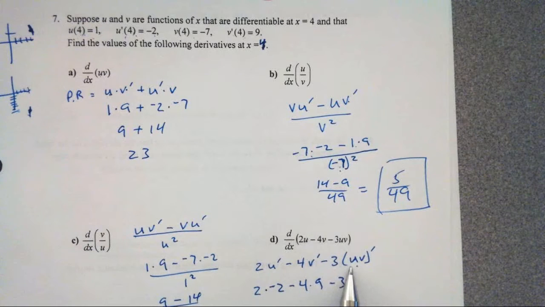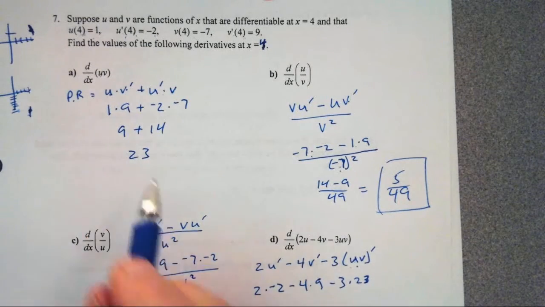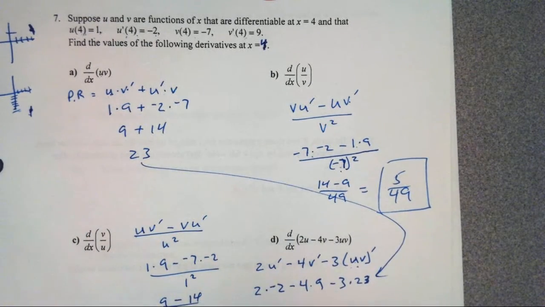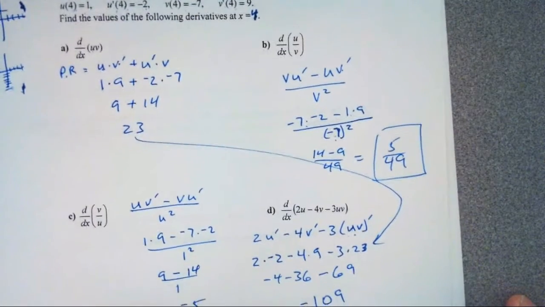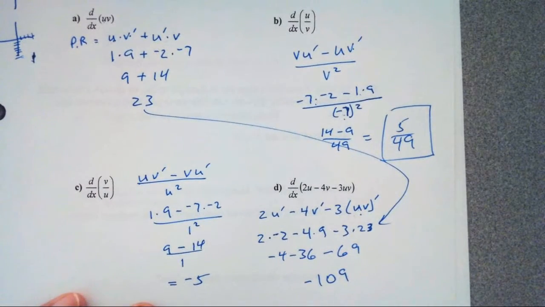Now, if I didn't already do problem number 7, I'd have to go u times v's derivative, but put a big bracket here or something, u times v's derivative plus u's derivative times v. But we've already got that now, 23. We did that. We trust our work. So we get -4 minus 36 minus 69, or -40 minus 69, -109. Sorry, didn't have that one in view.